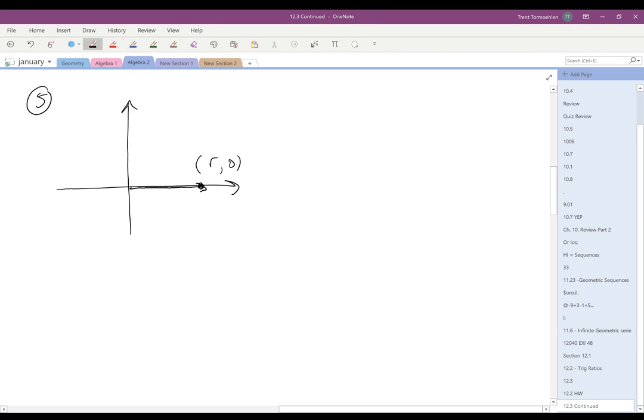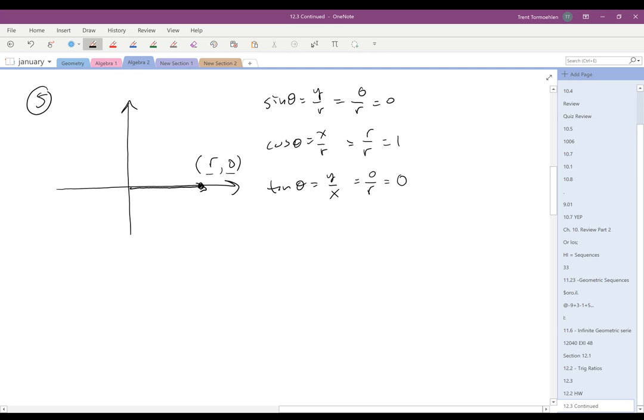And so as we go through and remember what the different trig functions are, sine theta is y over r, cosine theta is x over r, and tangent of theta is y over x. Well, x is r, y is 0, and so sine is just 0 over r, which equals 0. Cosine is r over r, which equals 1. And tangent is 0 over r, which equals 0. So we get 0, 1, and 0 for sine, cosine, tangent.